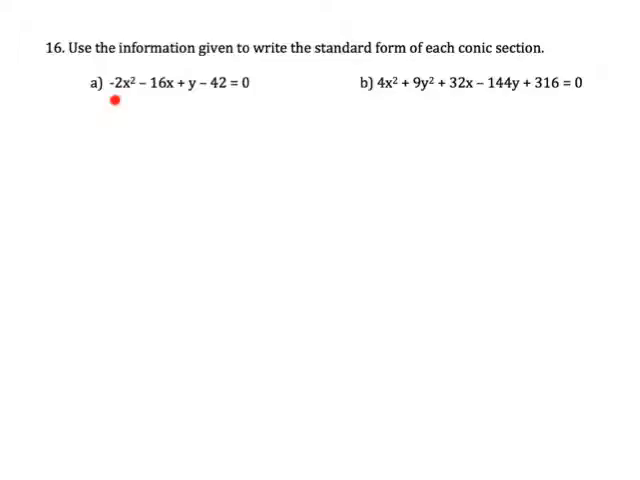Over here on part A, I have a squared x and a singleton y, right? So squared x and a singleton y means a parabola. And remember, we try to do the singleton equals squared. So this singleton stuff is going to stay over on the left side when we go to work. So y minus 42 is going to equal, you're going to add 2x squared to both sides and add 16x to both sides, right?